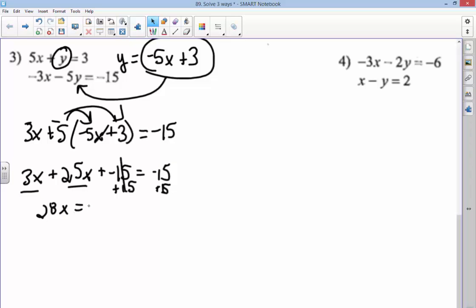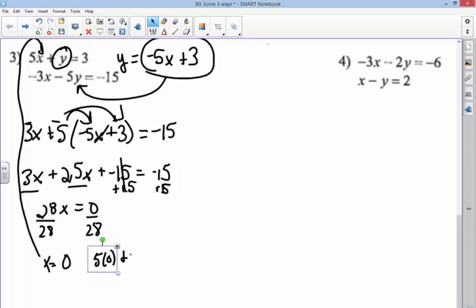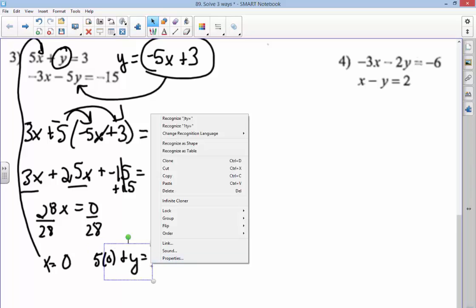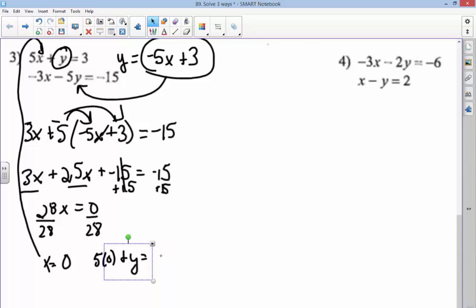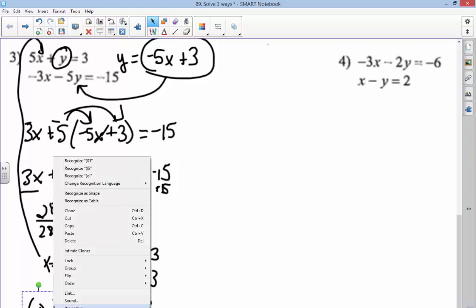So 28x equals 0. To get the x alone, you would divide by 28. So x equals 0. You can have 0 over something. And then you're just going to plug that 0 back into one of the initial equations. So 5 times 0 plus y equals 3. So 0 plus y equals 3. So y equals 3. So 0, 3.